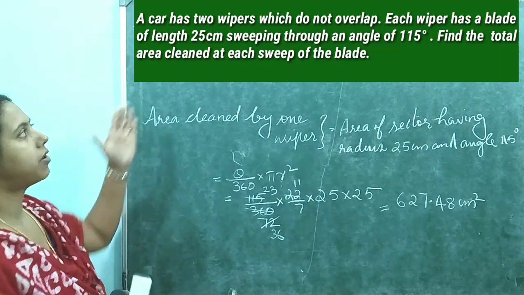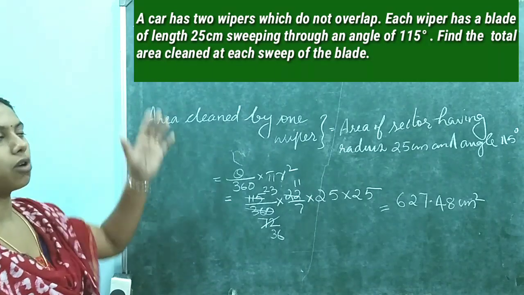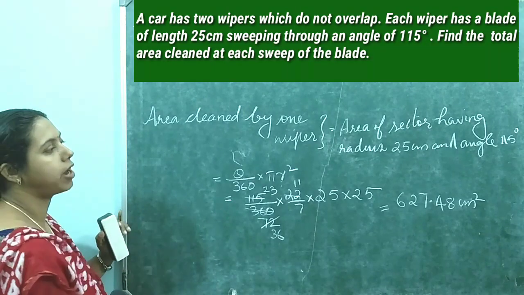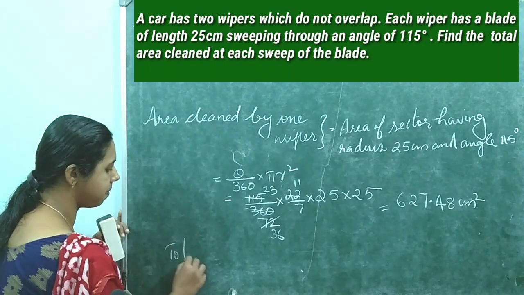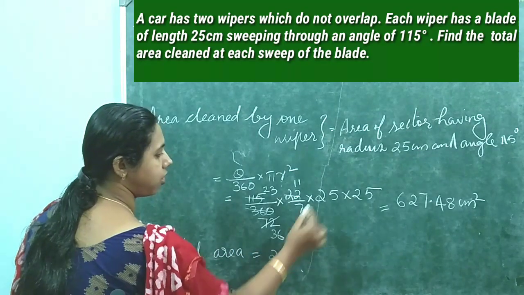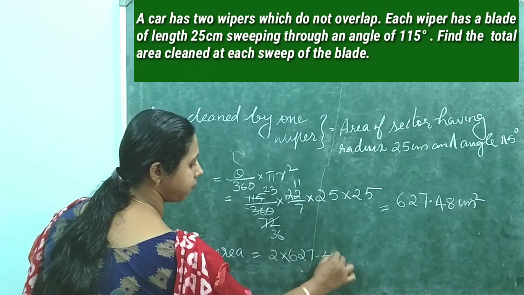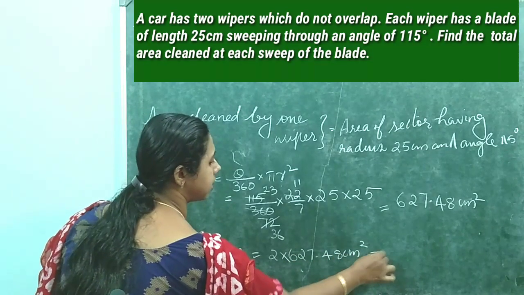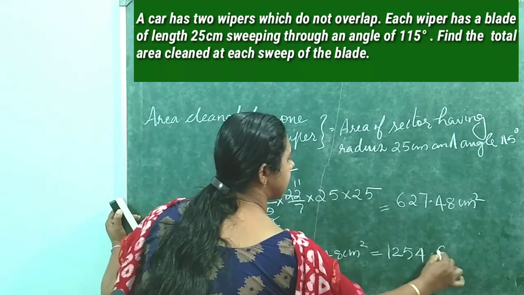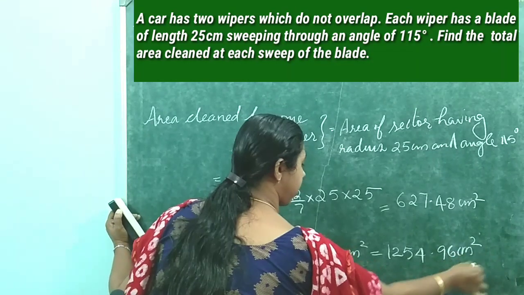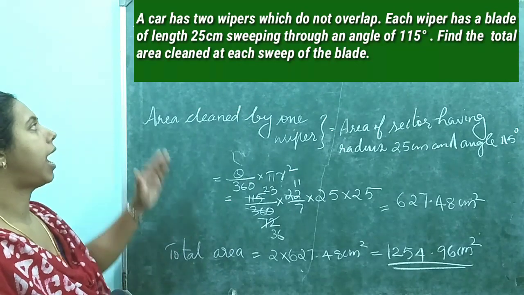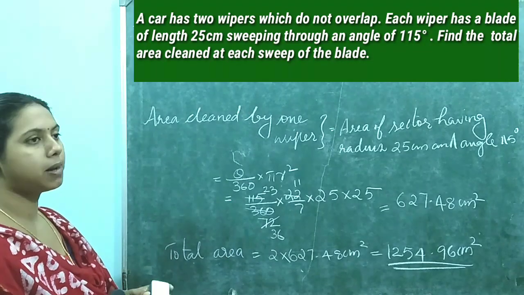It's given for you there are two wipers which do not overlap. So area of one is this much. Then what is the area cleaned by two wipers? That means total area is equal to 2 into area of each one. It is 627.48 centimeters square. That is equal to 1254.96 centimeters square. That is the total area cleaned at each sweep of the blades.